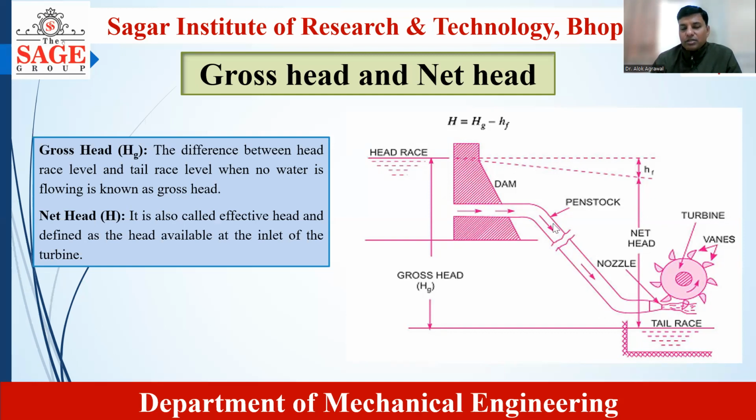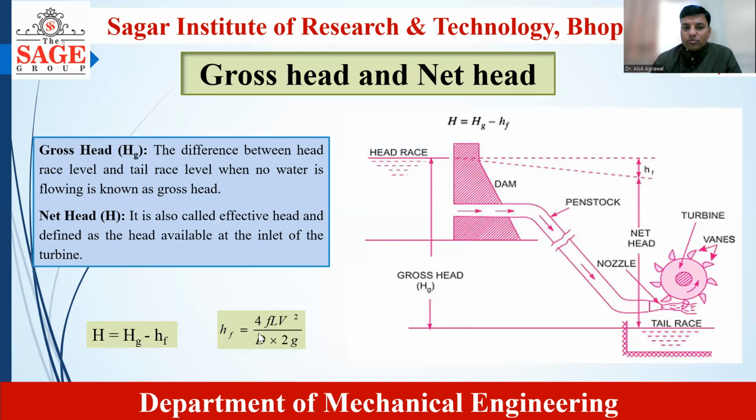So after removing the frictional losses which occur during the flow of water in this penstock, we can get net head. It is also called effective head, and it is defined as the difference between the gross head and the loss of head due to friction. So H is equal to Hg minus Hf, where Hg is gross head, H is net head, and Hf is loss of head due to friction.